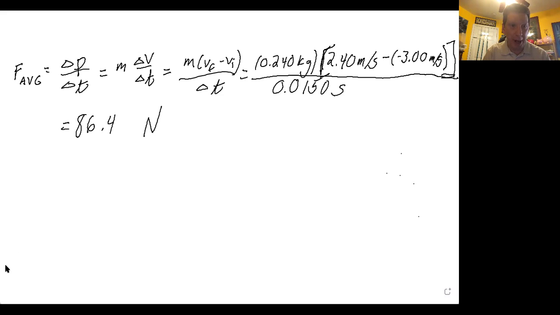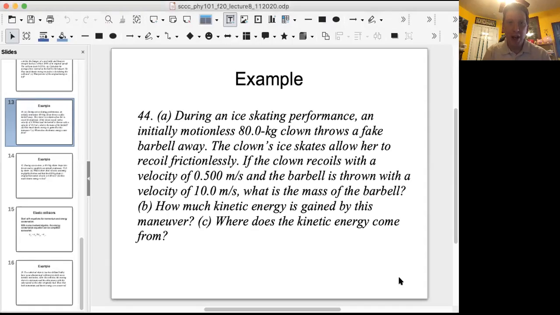Okay, so two more examples before we get to elastic collisions, which are a bit more complicated than perfectly inelastic collisions. So here, this is number 44 in the book. During an ice skating performance, an initially motionless 80.0 kilogram clown throws a fake barbell away. The clown's ice skates allow her to recoil frictionlessly. In real life, it's approximately frictionlessly.